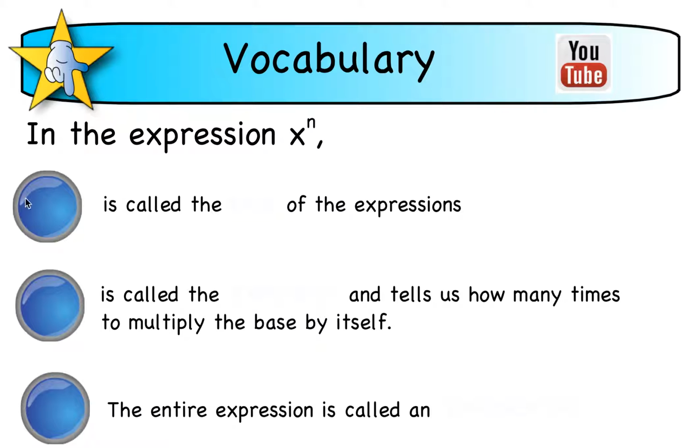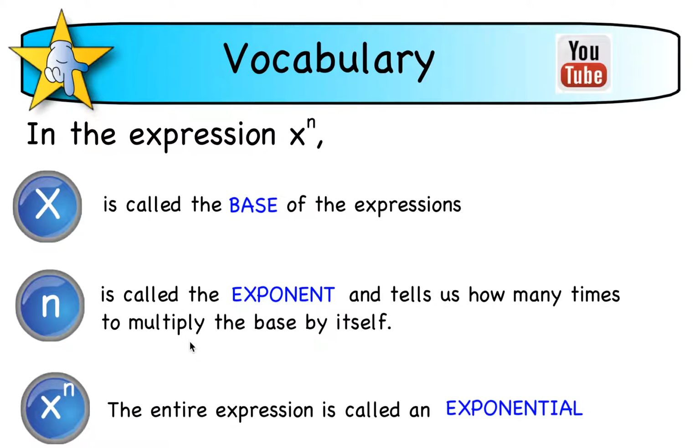It says in the expression x to the n, the x part is called the base, n is called the exponent, and the exponent tells us how many times to multiply the base by itself. And then we call the entire expression an exponential expression.